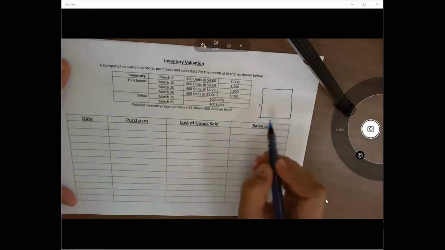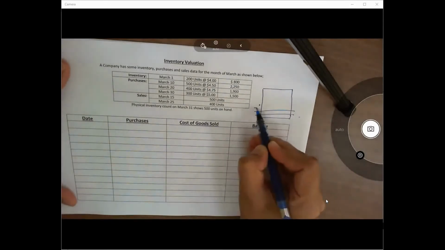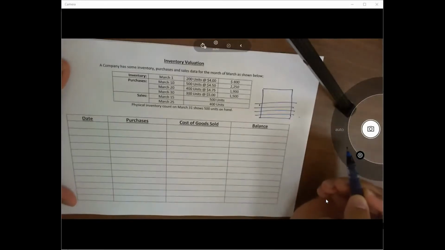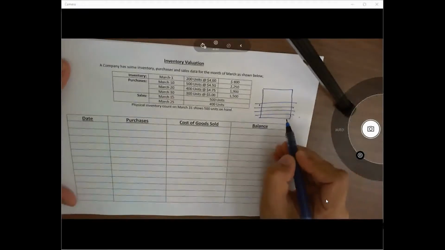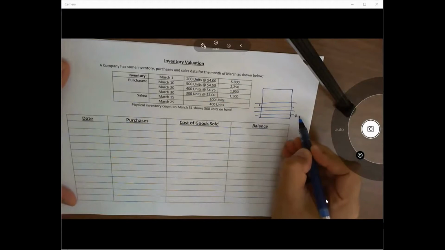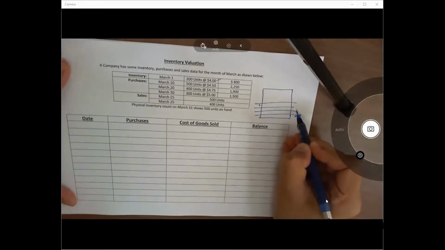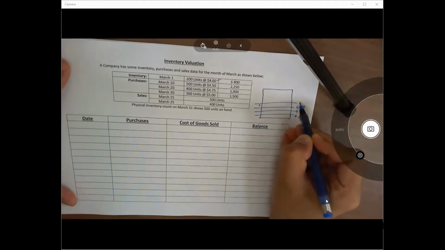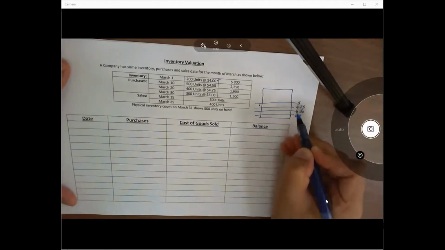In this storeroom, again, we are going to put the inventory in different stacks. The first inventory which we are putting over here, we purchased at $4. Then we purchased some inventory at 4.5. Then we purchased some inventory at 4.75. And then we purchased at $5. So this is the inventory which we are purchasing.